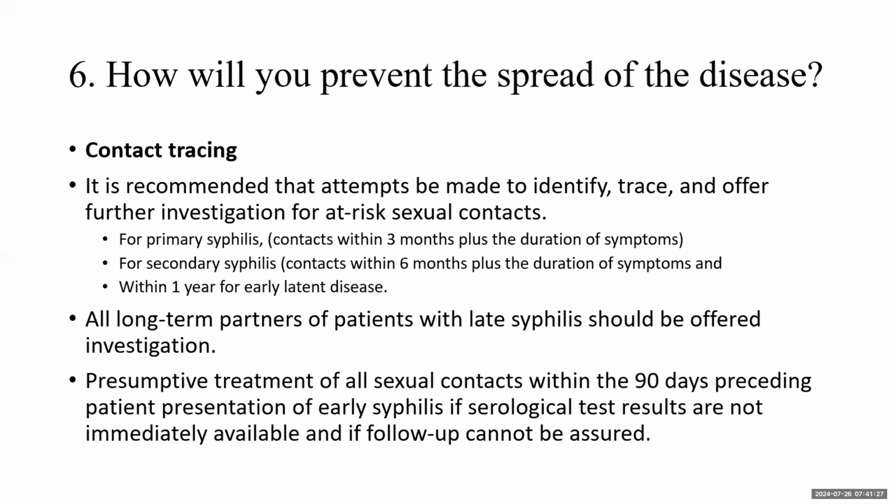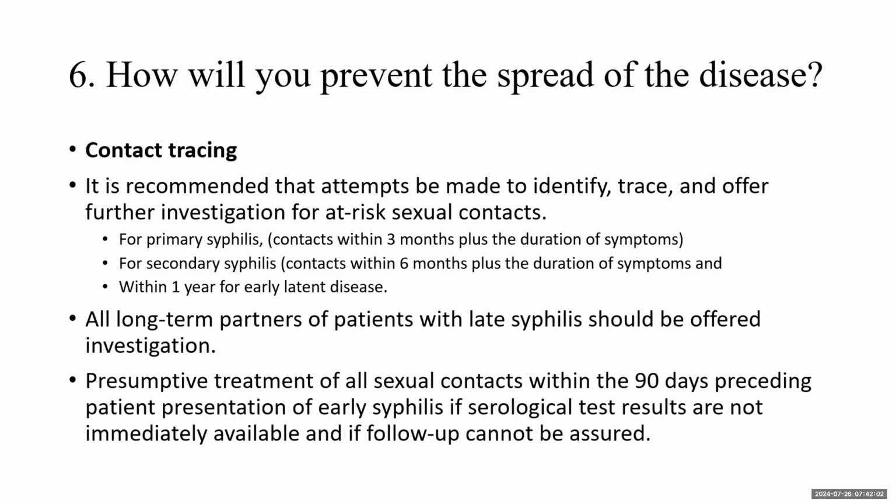Then how will you prevent the spread of the disease? I can do contact tracing. It is recommended that attempts be made to identify and trace other at-risk sexual contacts. For primary syphilis, contacts within 3 months, in addition to the duration of symptoms that the patient is presenting. For secondary syphilis, contacts within 6 months, plus the duration of symptoms, and then within 1 year for early latent syphilis. Then all long-term partners of patients with late syphilis should be offered investigation.